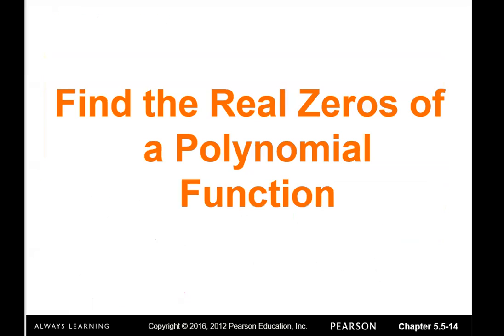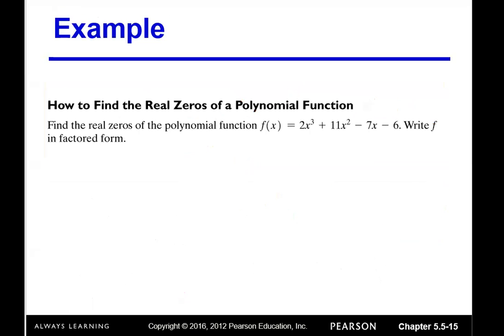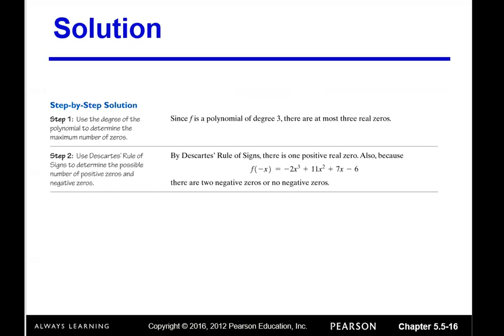So here they're going to give us an example: find the real zeros and write it in factored form. So let's start with, well, it's degree 3. So I know there's at most 3 real zeros. And then they used Descartes' rule of signs to figure out that there is 1 positive real zero.